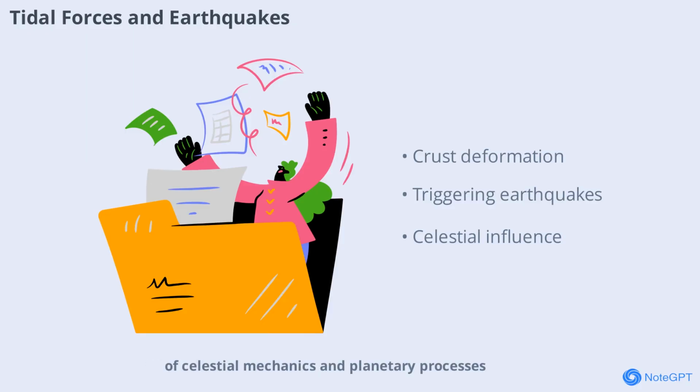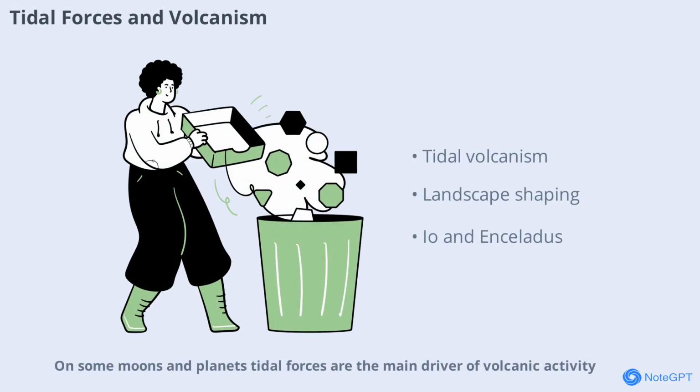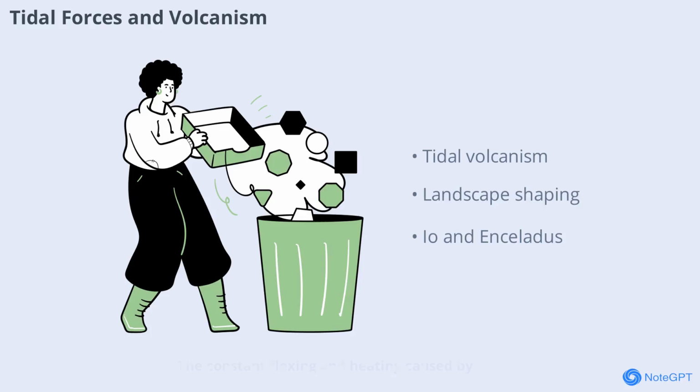On some moons and planets, tidal forces are the main driver of volcanic activity. The constant flexing and heating caused by tidal interactions can melt rock and ice, fueling eruptions and shaping the landscape. Io's volcanoes and Enceladus's geysers are prime examples of tidal volcanism in action.